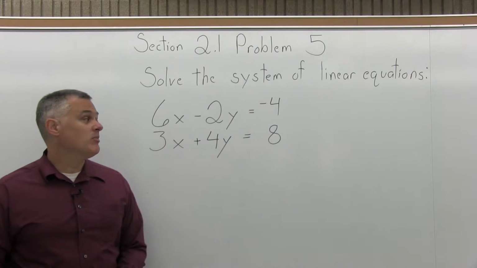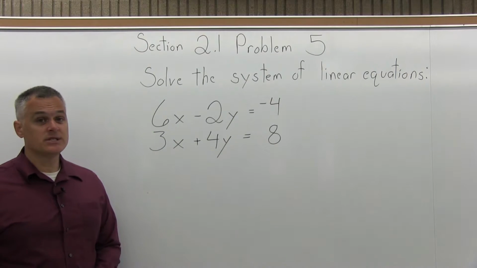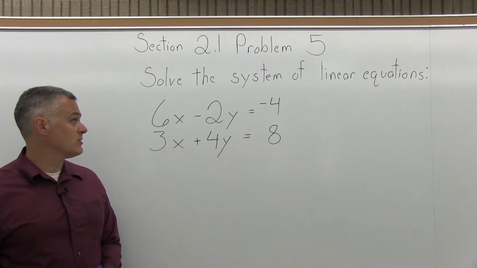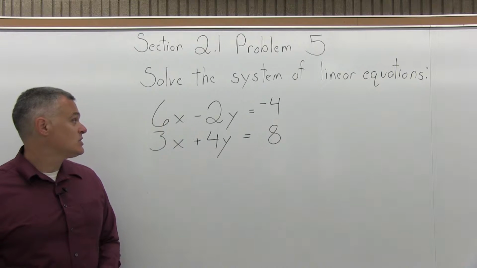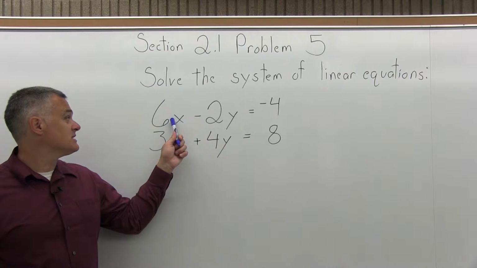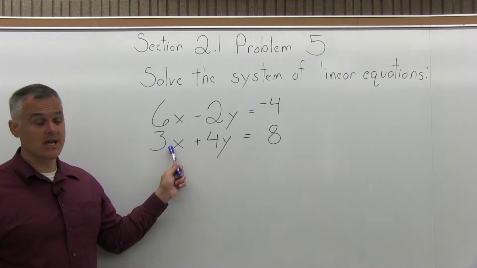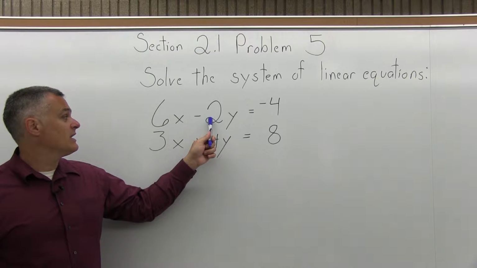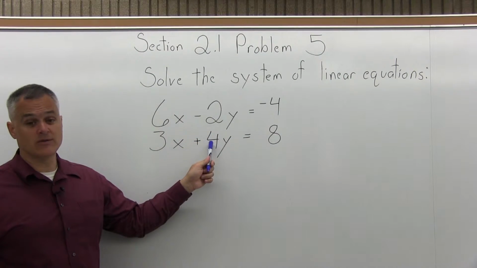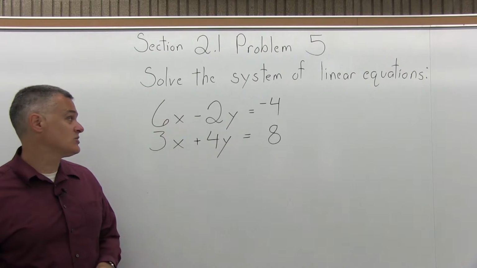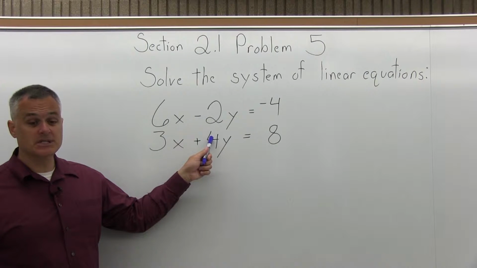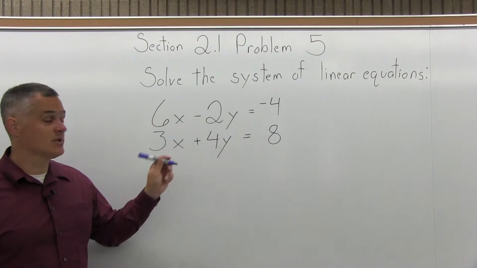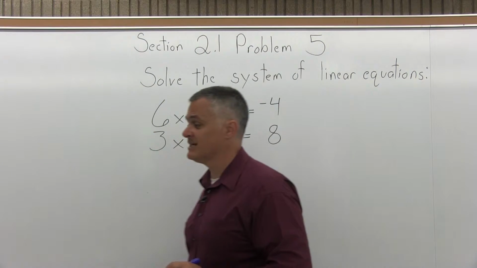So step 1, multiply one or both equations times some value so that one of the variables has the same number in front but with opposite signs. Our options are we can go with a 6x and a negative 6x, or a negative 4y and a positive 4y. We should get the same answer either way. I'll choose the y because they already have opposite signs, but I should get the same answer no matter which variable I choose to cancel.